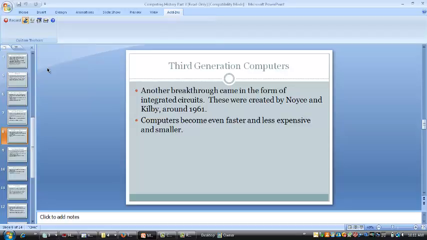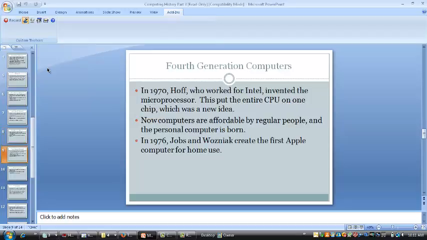And Noyce and Kilby were working independently. They were two separate guys working independently, but right around 1961, they both came up with the idea of the integrated circuit. Then in 1970, we're going to jump now to our fourth generation computers where we're going to have microprocessors. Noyce actually went on to found Intel, and I think he lived up until 1990.